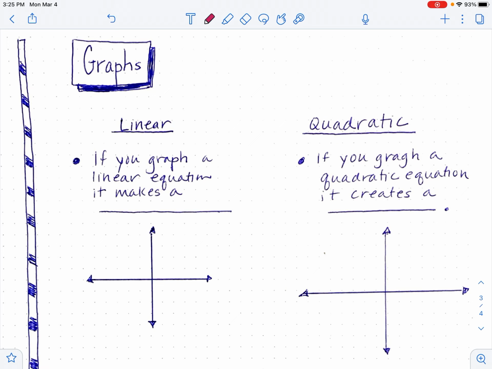Graphs. When you graph a linear equation, it makes a straight line. So you can tell just by looking at the equation whether it's linear or quadratic. Well, if a linear equation makes a straight line, what does a quadratic equation look like on a graph? If you graph a quadratic equation, it creates what's called a parabola. Basically, a U. That's the graph of a quadratic equation.